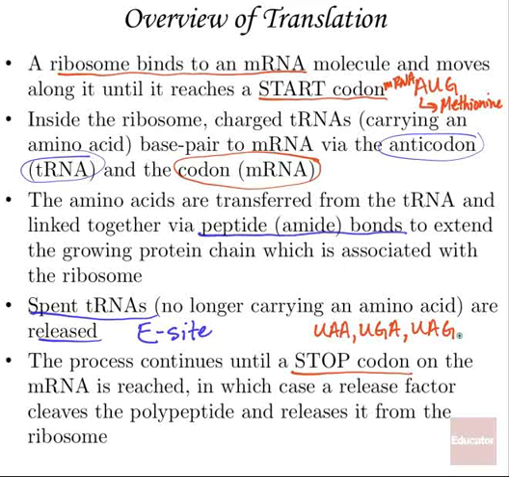Okay, so we continue till we reach a stop codon, and then what will happen is instead of a tRNA coming in, we have a protein called a release factor coming in, and what that does is it basically hydrolyzes or cleaves the polypeptide, releasing it from the ribosome and allowing it to fold into its final tertiary shape. Okay. So those are our main steps. That's our overview.